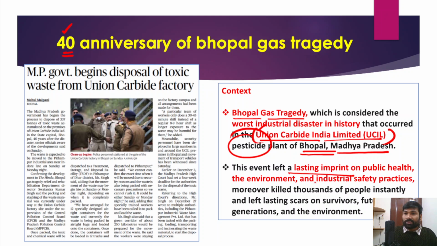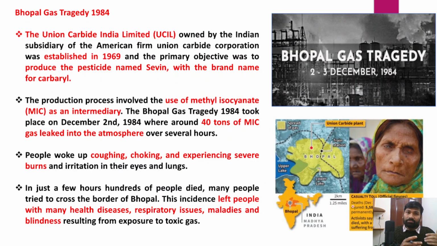Because of that reason, the government of India has come up with strict industrial safety norms and regulations. However, it has killed thousands of people instantly. At the spot, it has killed hundreds of people. And in fact, there are still a lot of survivors with disability, with blindness, with a number of other problems because of this Bhopal gas tragedy. And in fact, generations have been suffering from this Bhopal gas tragedy incident.